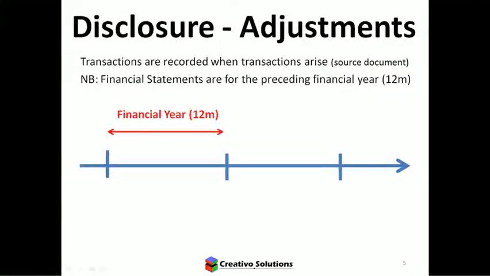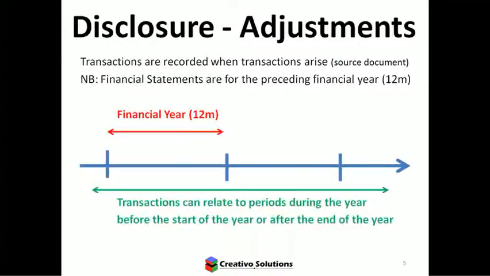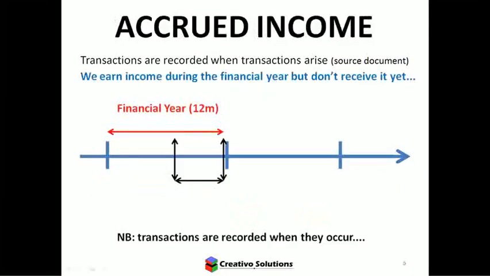When we have a financial statement, we're reporting on the 12 months. Transactions can either relate to the period during the year, before the start of the year, or even after the end of the year. Our accrued income adjustment. We know that income can be earned during the financial year. So in this particular example, we earn income during the financial year, but we don't receive it yet. So remember, I'm focusing on the 12 months. When am I going to receive this income? Well, it'll be in the future.